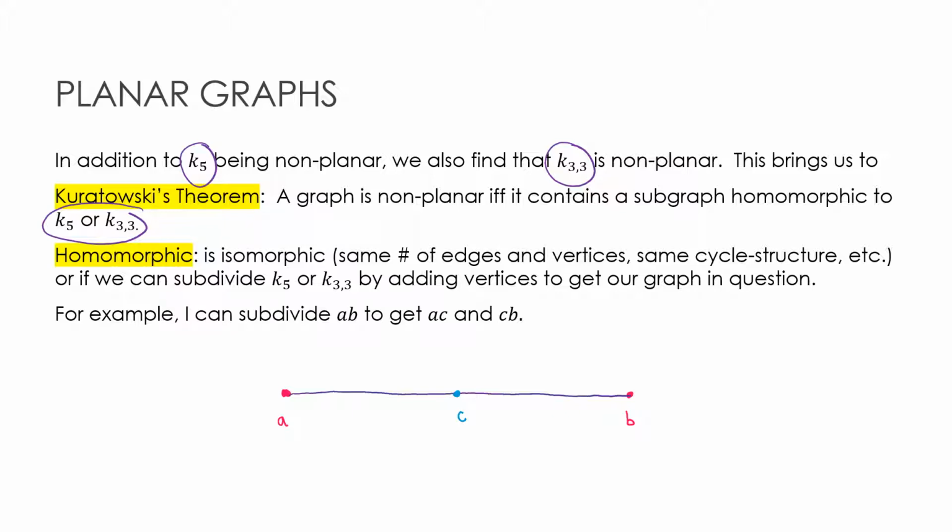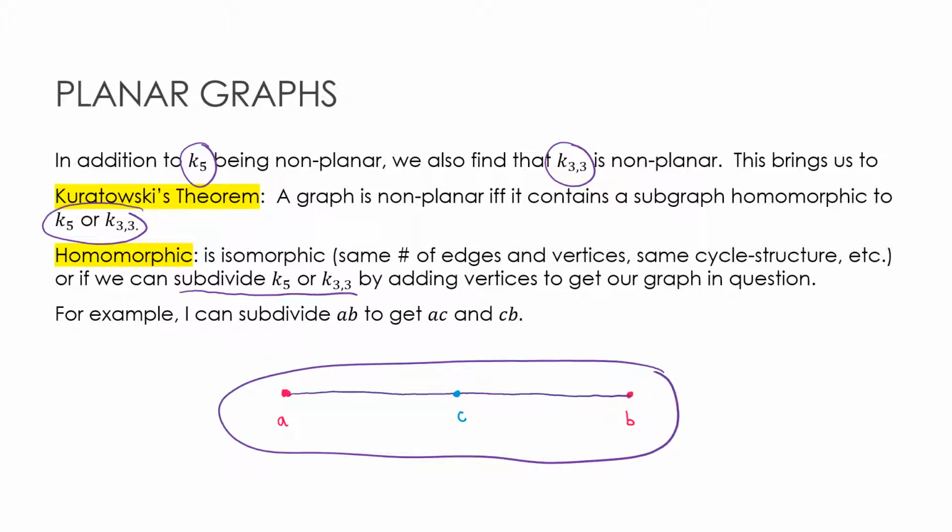It has the same number of edges, same number of vertices, it has the same cycle structure, all of those things. So it's isomorphic, and homeomorphic says essentially I can do a little subdivision and come up with the K5 graph or the K3,3 graph by adding vertices to get our graph in question. So subdivision is a very easy example. Here's my edge AB. All I did was add this guy. So now I have an edge AC and I have an edge CB.